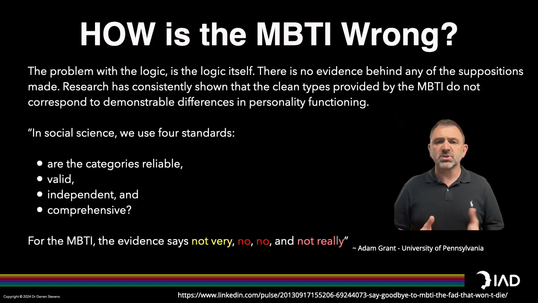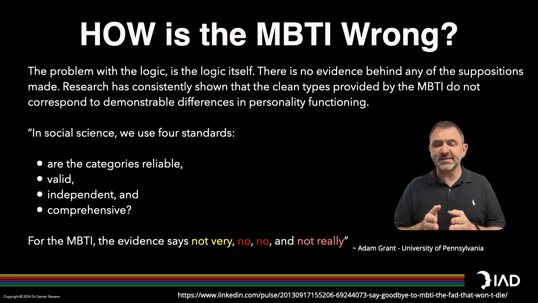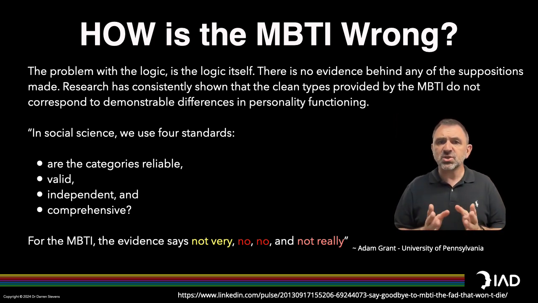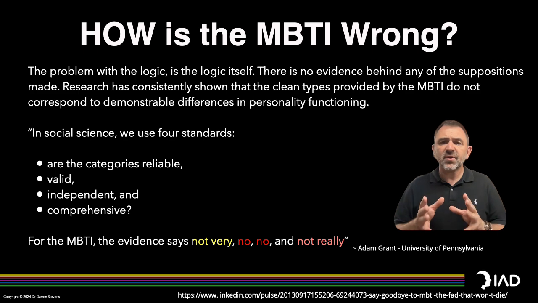So according to experts like Adam Grant at the University of Pennsylvania, the problem is how is the MBTI wrong? And he cites logic as the main issue. He's not the only one, obviously, there's lots of research on this. In the social sciences, we use these four standards. Please pause the video here to have a read of them. So let's take a look at the specific criticisms of the MBTI and how they are easily countered with CDT and the identity compass.